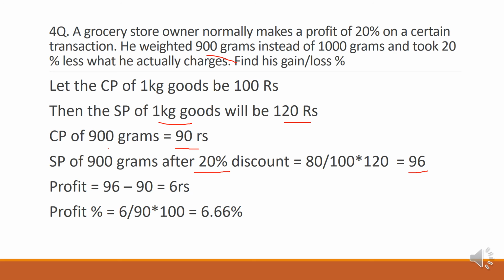So here he is gaining. So the profit is 96 minus 90, that is 6 rupees. Profit percentage is equal to profit by CP into 100, that is 6 by 90 into 100, which is equal to 6.66%. So his gain percentage is 6.66.